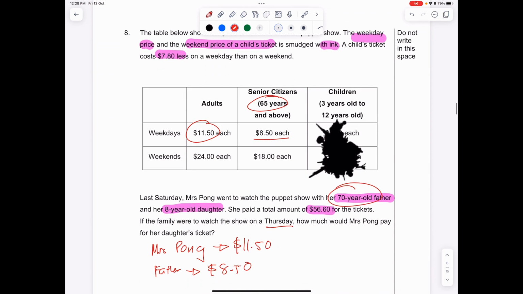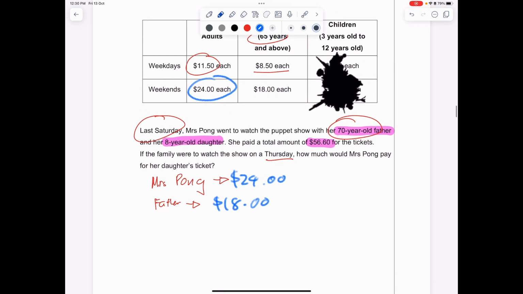Did they say last Saturday? Okay, I see. My apologies. That's why I was looking at it, I was a bit puzzled. Okay, yes. So, Mrs. Pong will have paid $24. And then the father will have paid $18. Okay, now it makes sense.